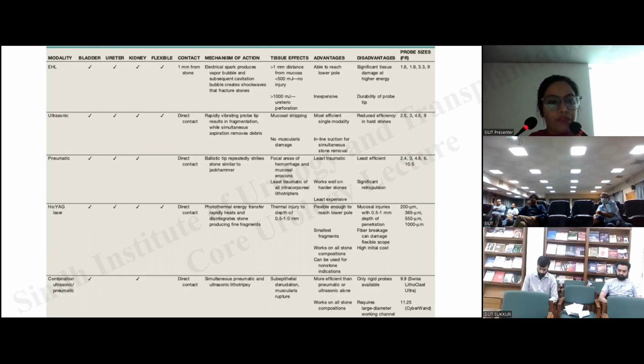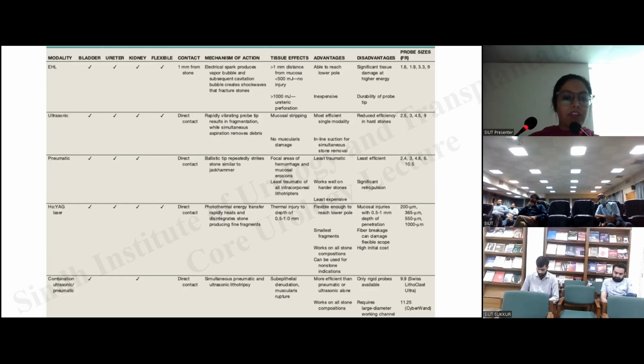The advantage of holmium YAG laser is that it is flexible enough to reach the lower pole. It creates the smallest fragments, works on all compositions, and can be used for non-stone indications. Disadvantages are mucosal injuries with 0.5 to 1 millimeter depth of penetration, fiber breakage that can damage the flexible scope, and high cost. The probe sizes vary from 200 micrometer, 365, 550, and 1000 micrometer.